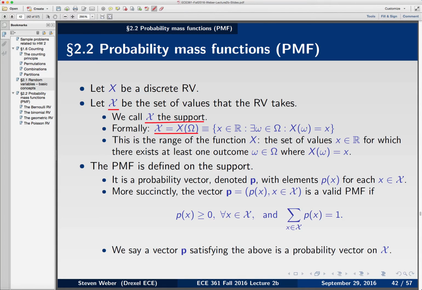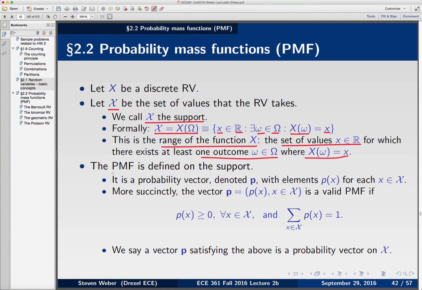Recall that X, the random variable, is technically a function that maps the set of outcomes, omega, to the real numbers. Consequently, the support, script X, is all numbers x in the reals for which there exists some outcome in the set of outcomes that maps from omega to little x under that function. Said again, script X, the support, is the range of the function X. It's the set of values for which there exists at least one outcome omega that maps to that number x.